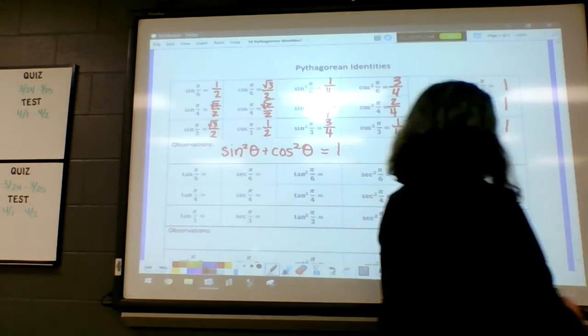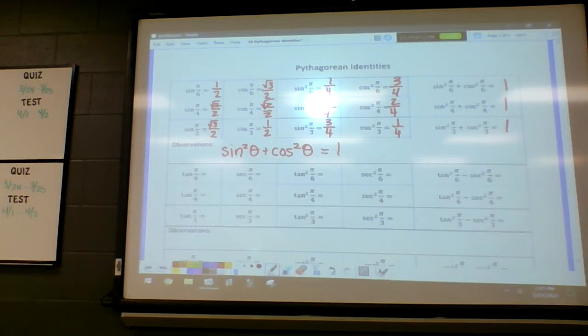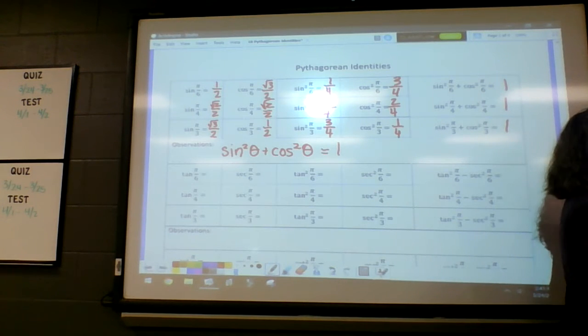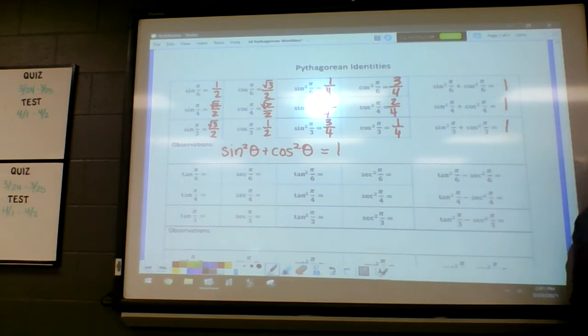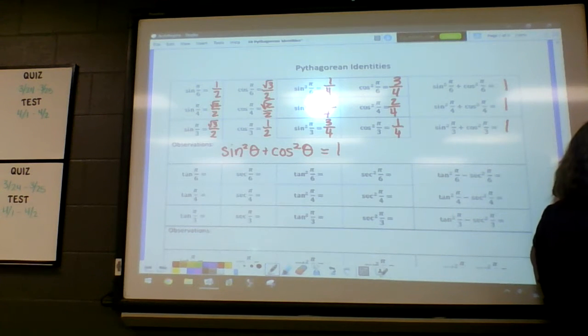All right, and I'm going to kind of throw this out there. Remember Pythagorean identity based off the Pythagorean theorem, based off a right triangle, correct? Yeah. And when we're talking sine, cosine, we're talking about the unit circle, right? What is the hypotenuse on a unit circle? Always 1. Always equal to 1, right?